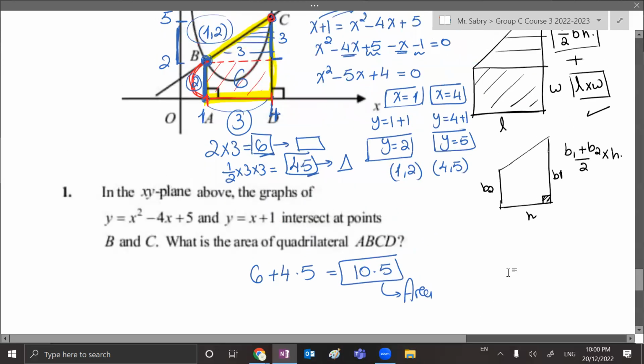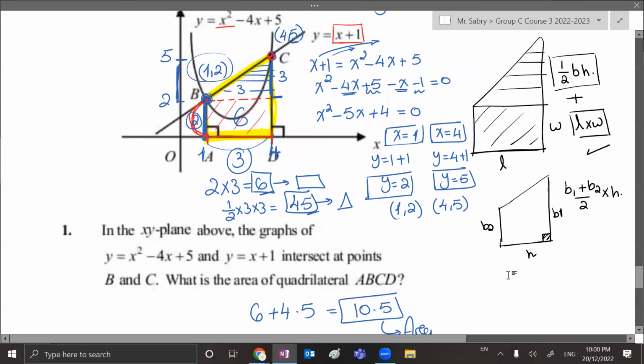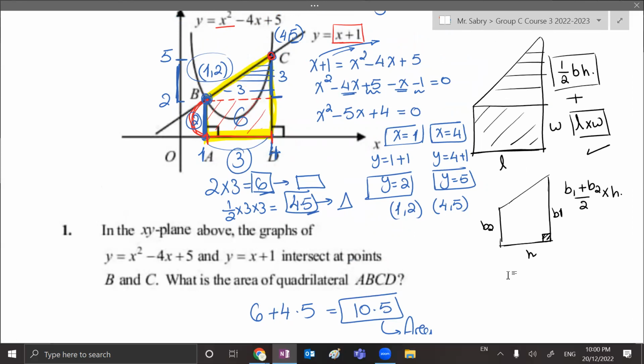Please ask, because it's a very important question, and a nice one, to be honest. It includes geometry, it includes systems of equations, it includes areas of shapes. Ask, please. Any issues there?